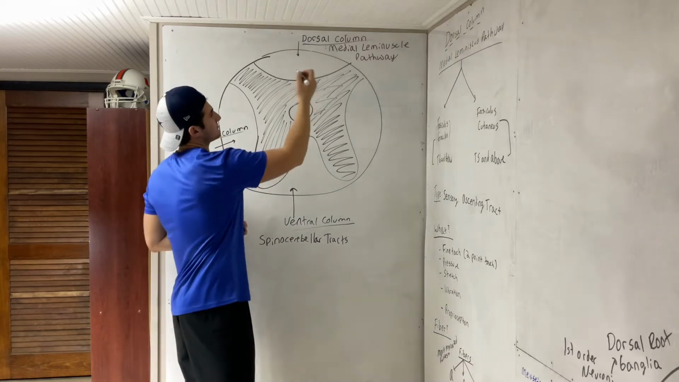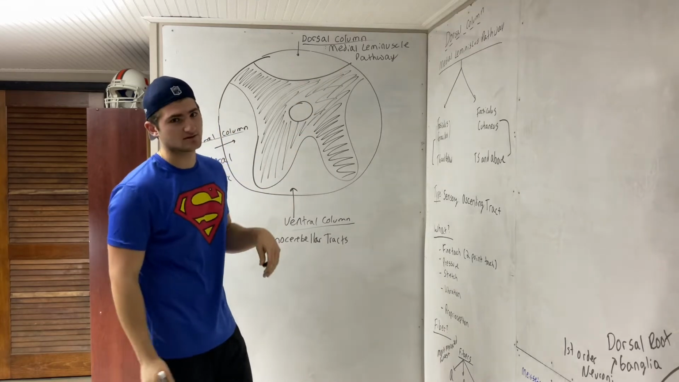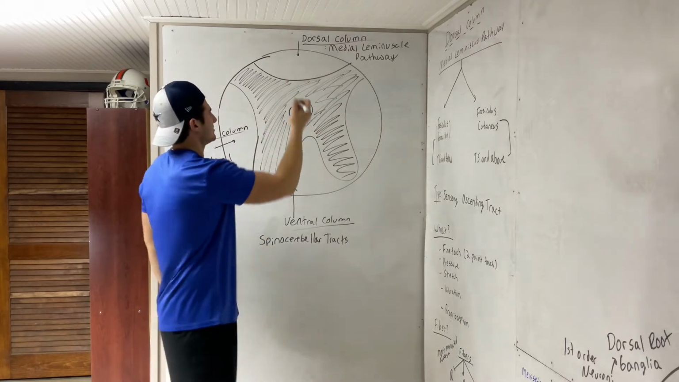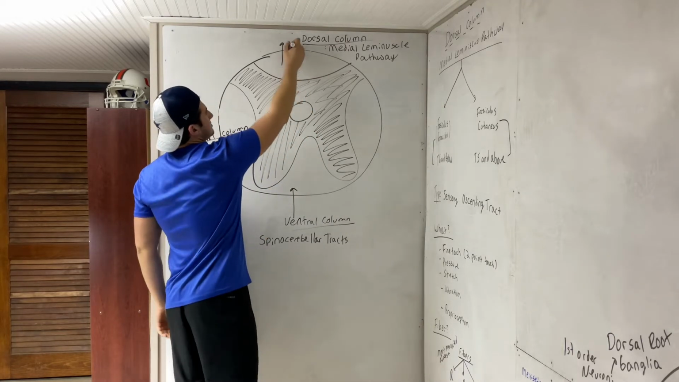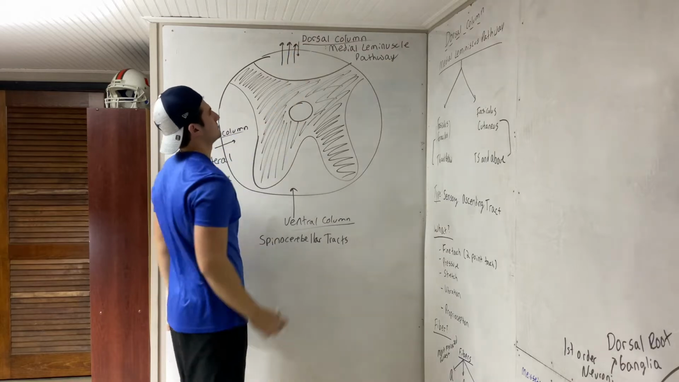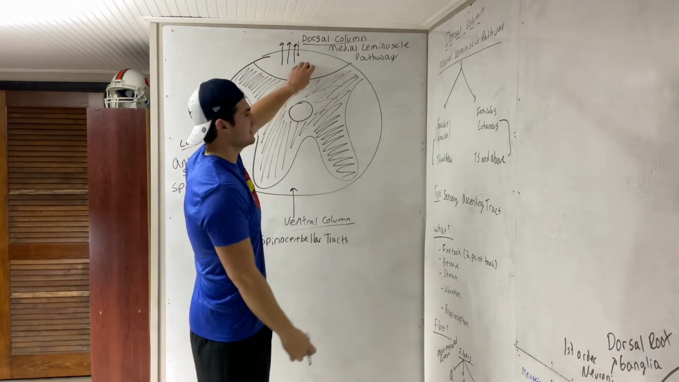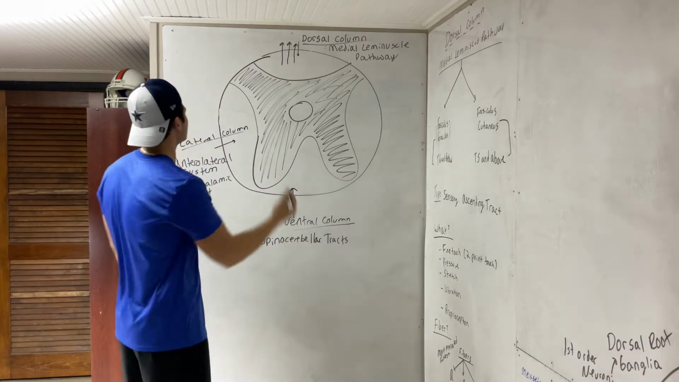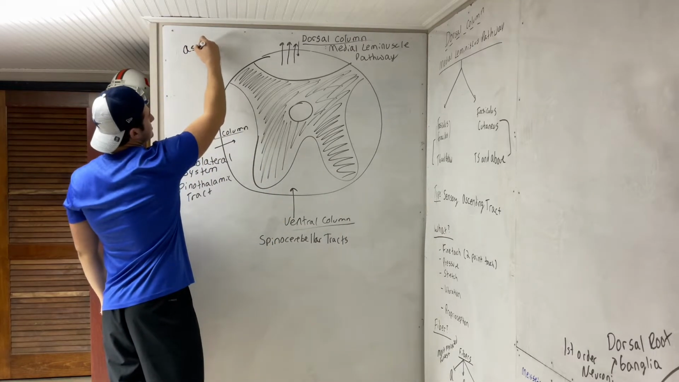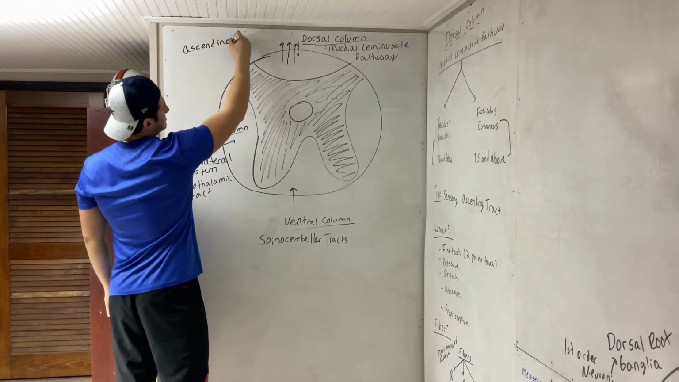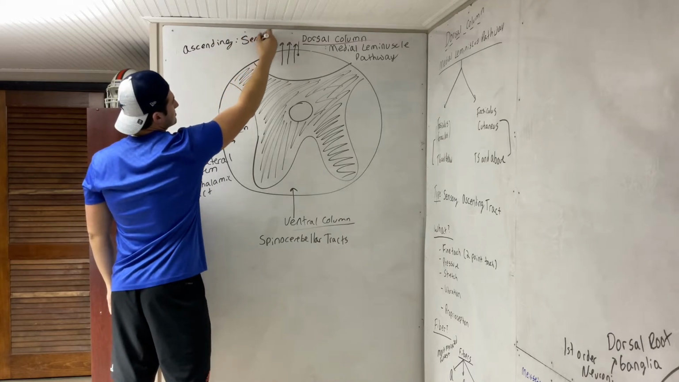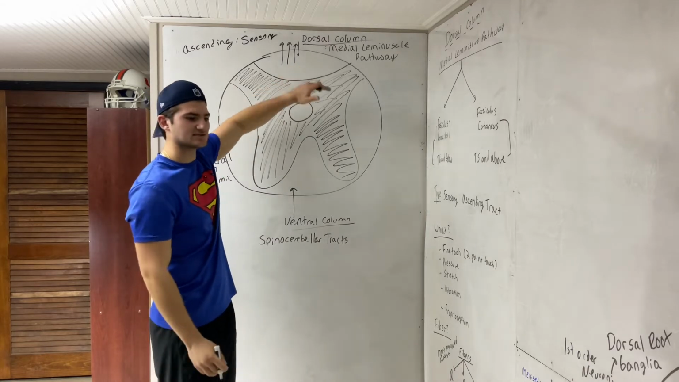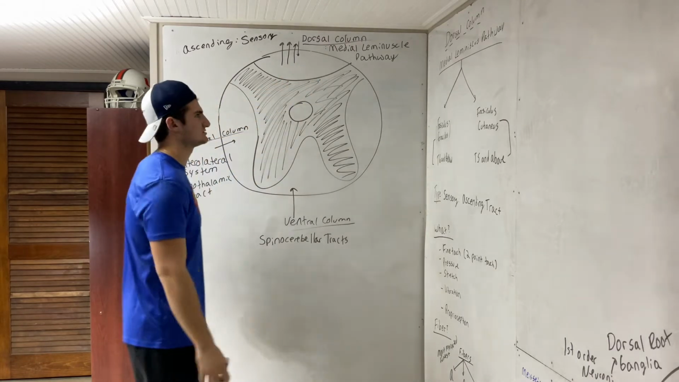So let's remember for the medial lemniscus pathway, it's the dorsal column, right? Where are all the fibers going? They're going up. Why are they going up? Well, they're going to the brain, and this column only has ascending tracts. If it's an ascending tract, what does it mean? Ascending is going to mean sensory. So this whole tract is going to be a sensory tract only, no motor function.